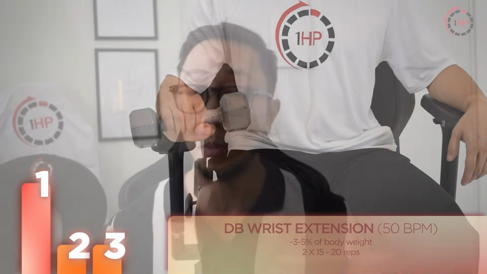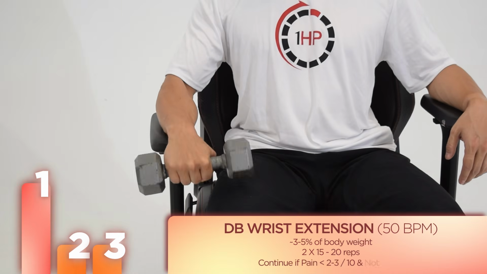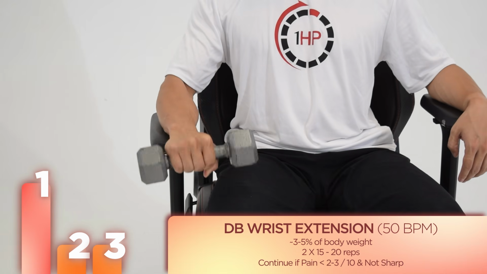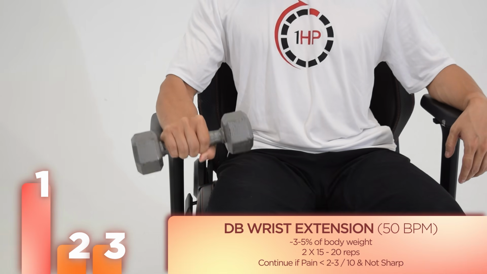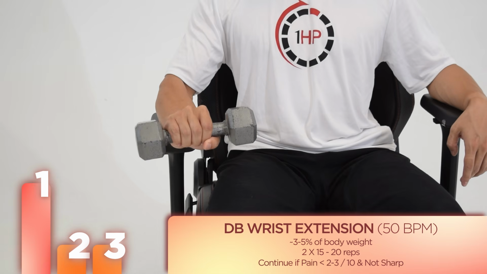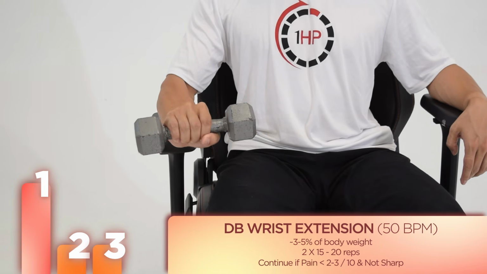This may cause a little bit of discomfort on the top side or even the palm side of your hand since you're gripping the actual dumbbell. As long as it is less than 2 to 3 out of 10 or it's not sharp, you can continue to perform the exercise. And if you don't have a dumbbell, you can use a water bottle or a backpack filled with books. The dumbbell is helpful since you can gradually increase progress in weight.